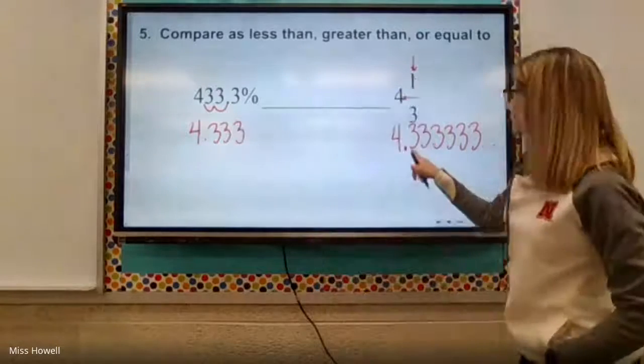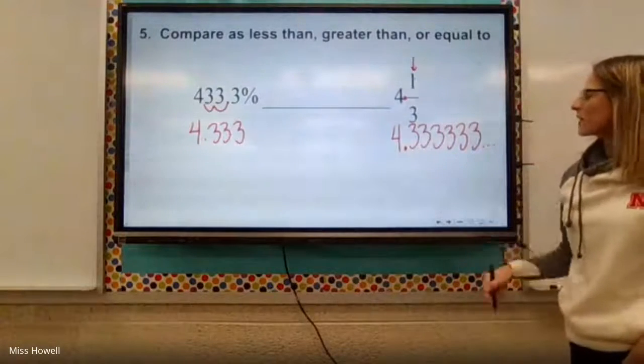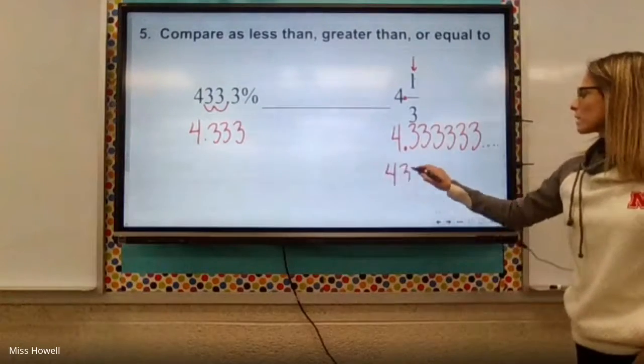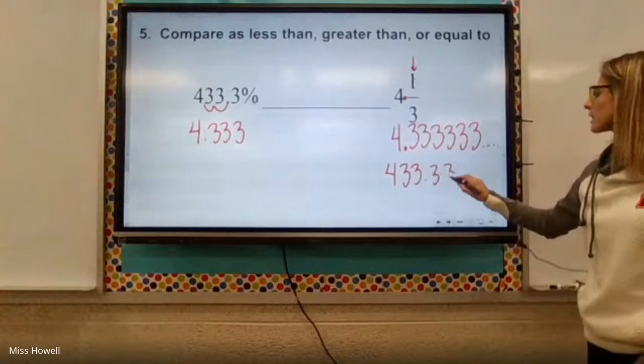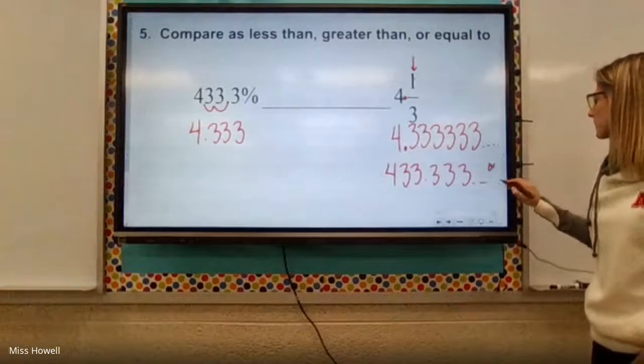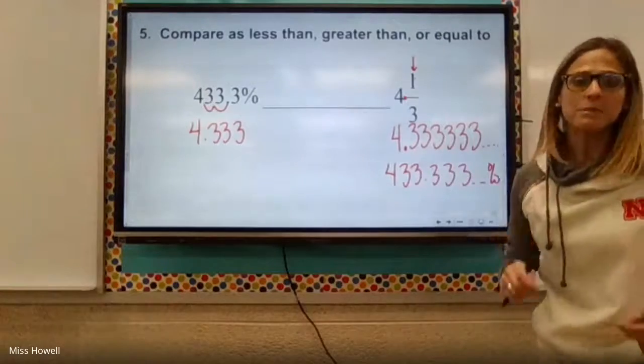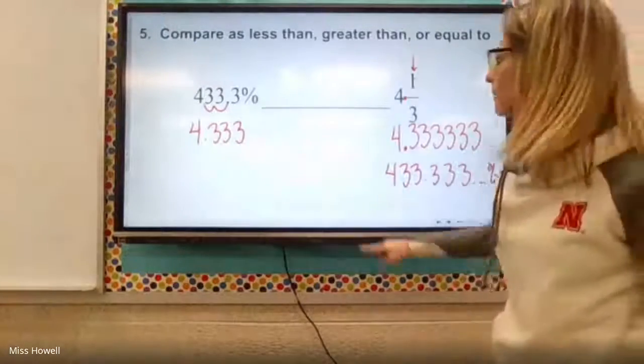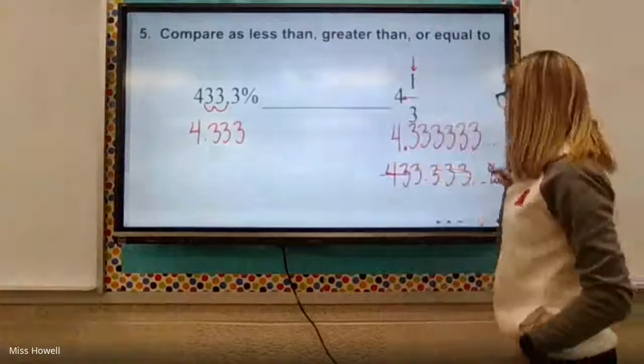So 4.333, or I could have done times 100 here. Right, now I would have gotten 433.333%, right? However you want to compare, but they have to be in matching formats. So I'm going to use these decimals. To me, that's the simpler way to go.